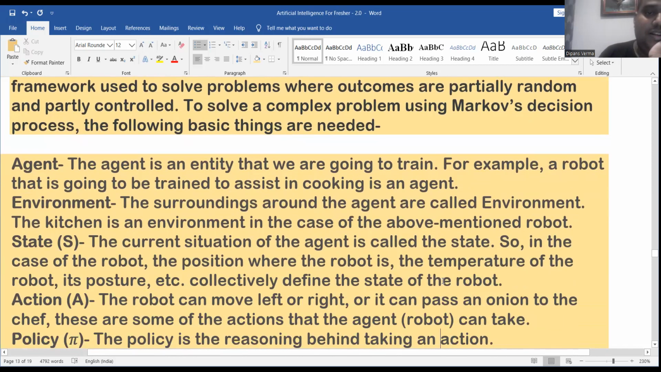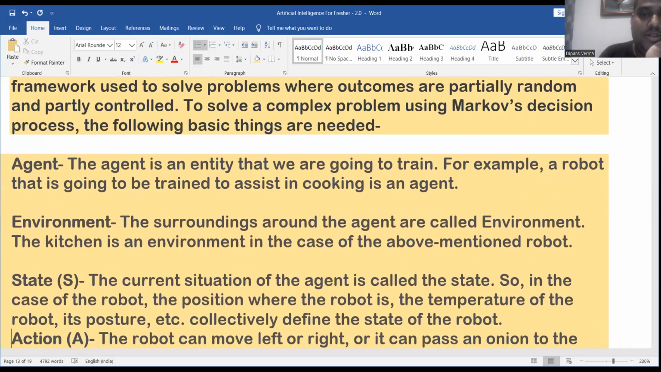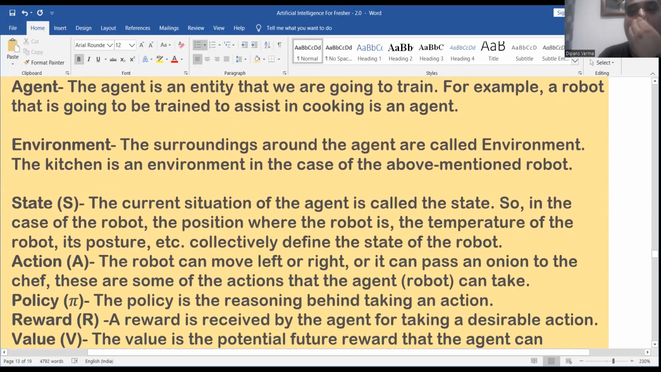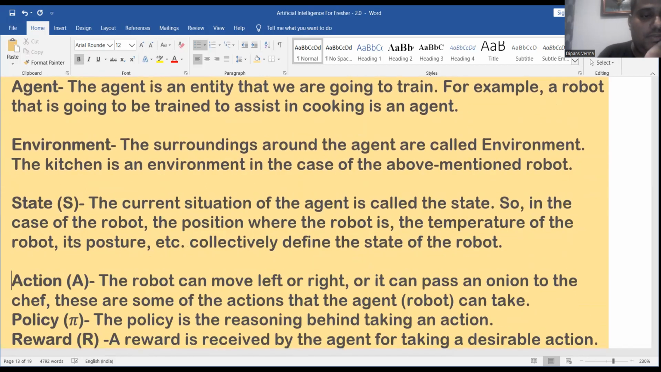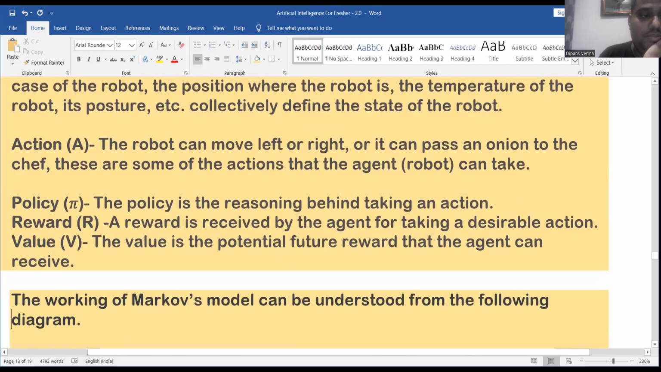So the agent is that entity that we are going to train. For example, a robot that is going to be trained to assist in cooking food, right? The surroundings of the agent are called the environment. The kitchen is the environment. We have the actions: the robot can move left or right, it can pass an onion or chip, right?